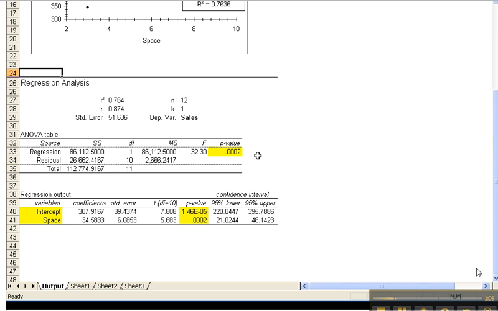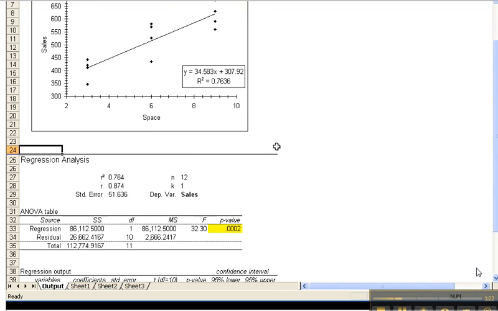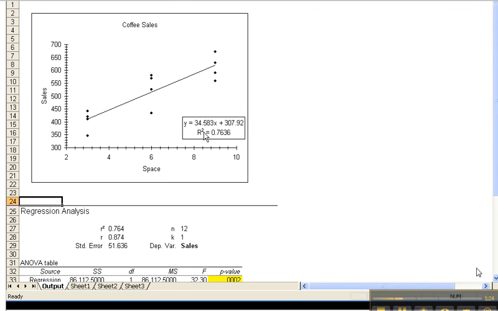If the coefficient were negative on space, then you could say there's a negative linear relationship between the two. But with this small p-value, that's sufficient to tell us that there is this significant relationship. And that tells us that this formula may be actually worth using.